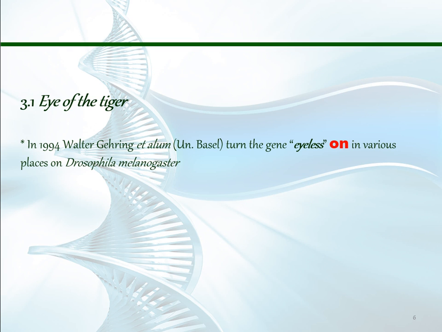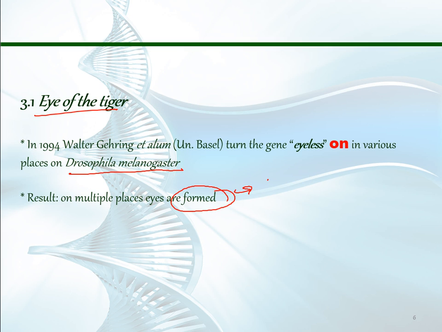So I have to take one example, that is eye of the tiger. In 1994, Walter Gehring and colleagues turned the gene eyeless on in various places of the Drosophila melanogaster. I will show later on how this eyeless gene is on in various places of the Drosophila melanogaster. So this results in the eye being formed in multiple places on Drosophila melanogaster. Due to this only.